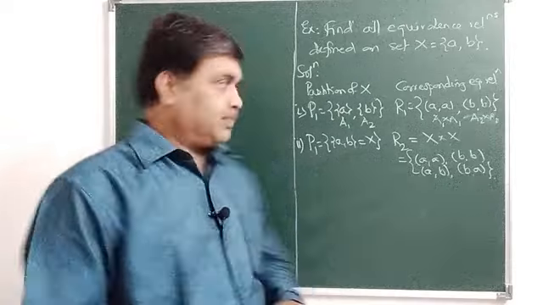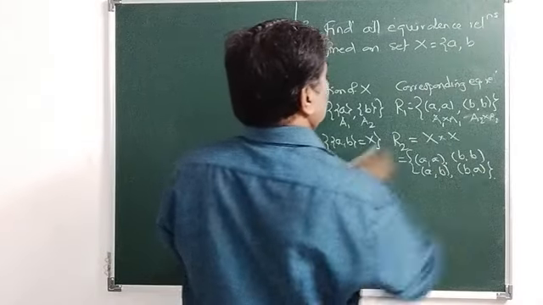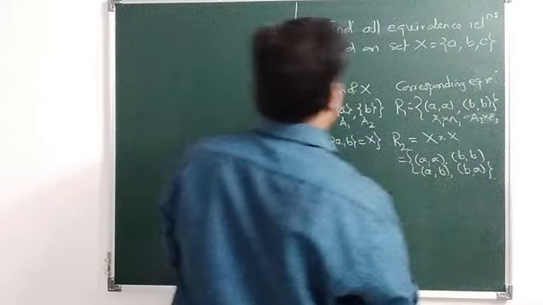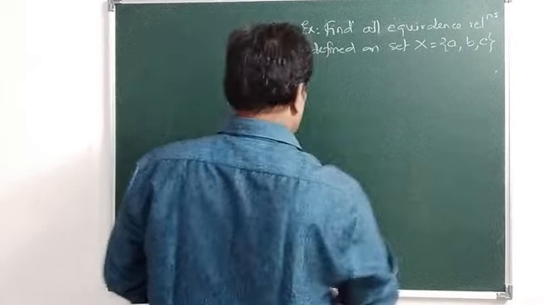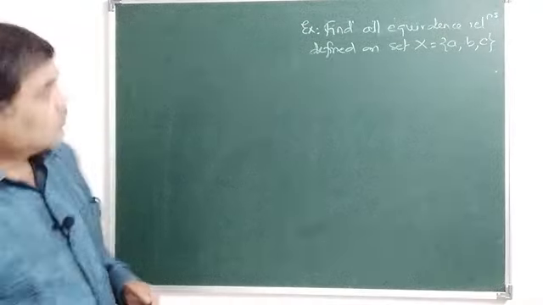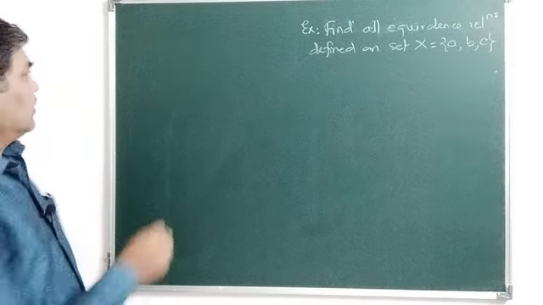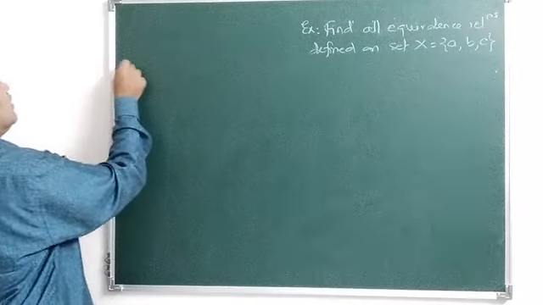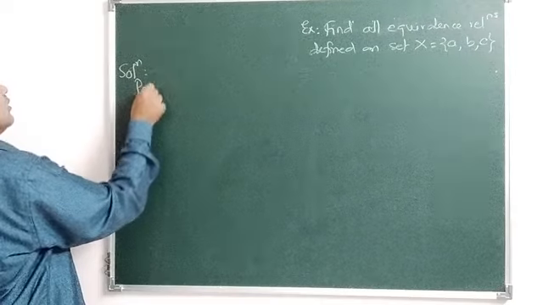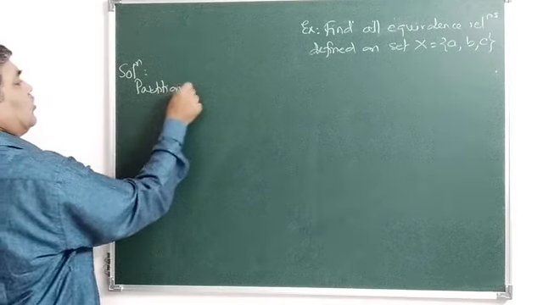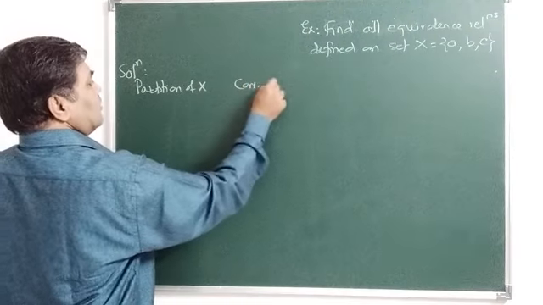Good result. Now if I take a three-element set A, B, C, find all equivalence relations defined on the set. Okay. So solution: partitions of X and the corresponding equivalence relations.